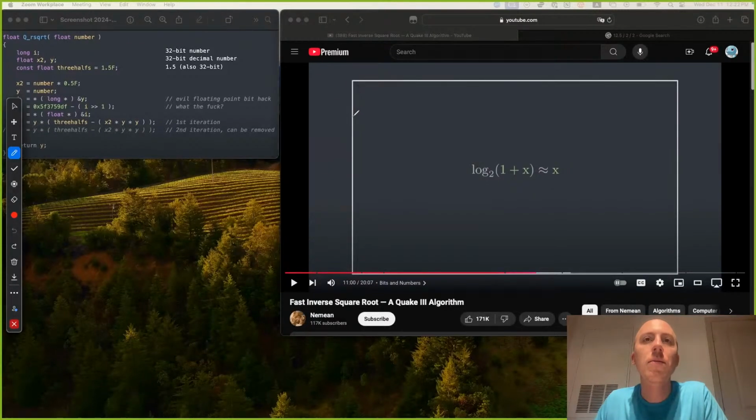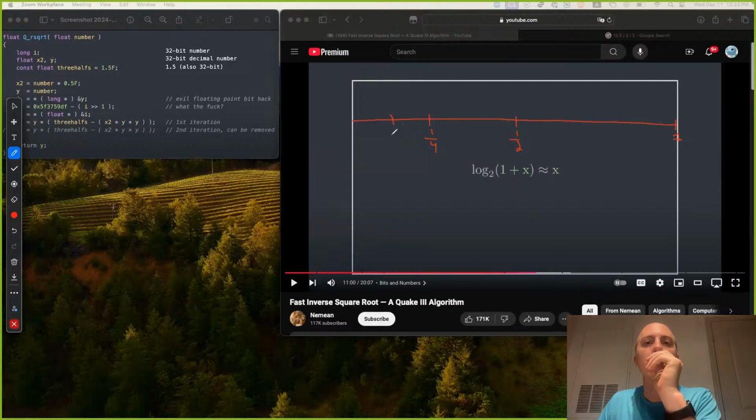Let's say this is 0, this is 1. We'll say this is 0.5. This is 0.25. So this is 1, this is 1 over 2, this is 1 over 4, this is 1 over 8, this is 1 over 16, this is 1 over 32, this is 1 over 64.